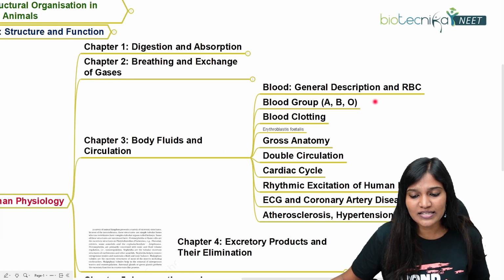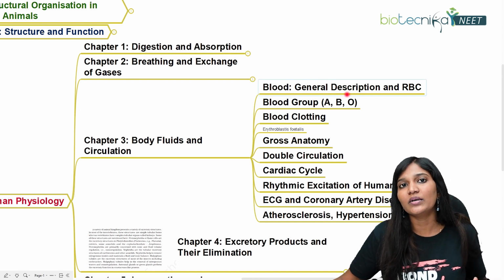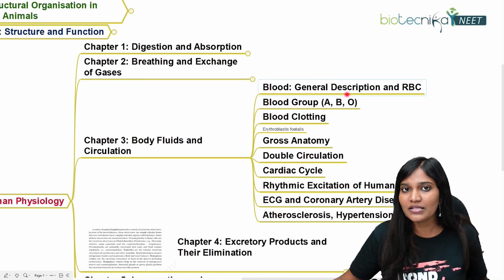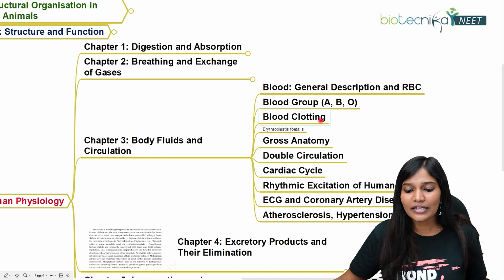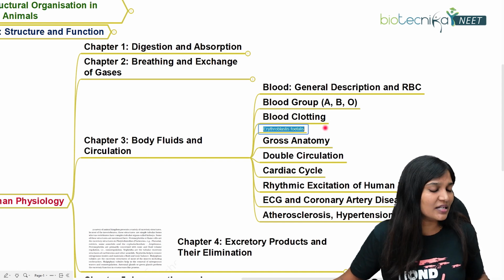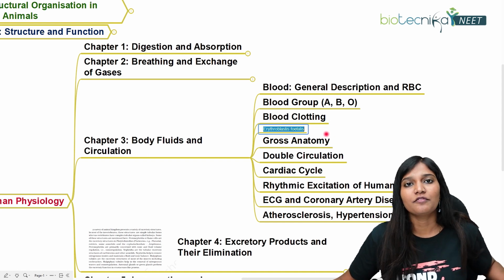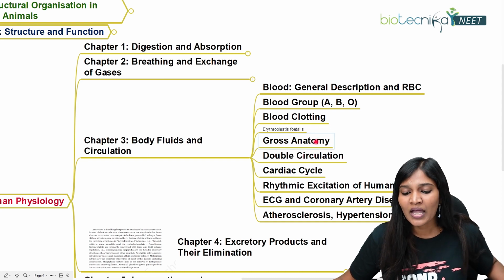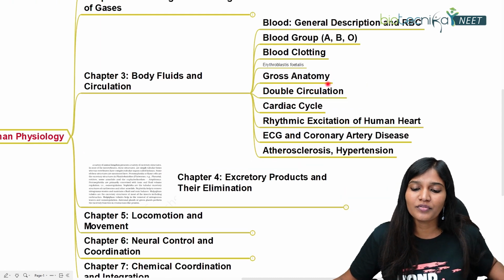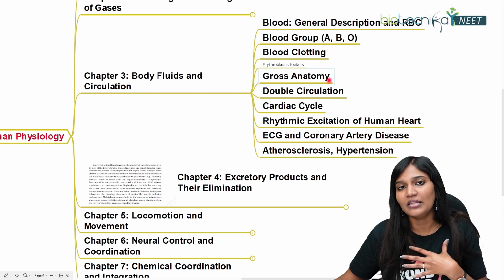So go to body fluids and circulation. The most important thing is to study what is blood plasma, formed elements, WBC, RBC, everything together. Then come back to blood grouping, A, B and O blood grouping, and blood clotting. Most important thing is erythroblastosis fetalis. This is the most important thing that you have to study, and you have to study the structure of the complete heart, the gross anatomy, the structure of a heart.